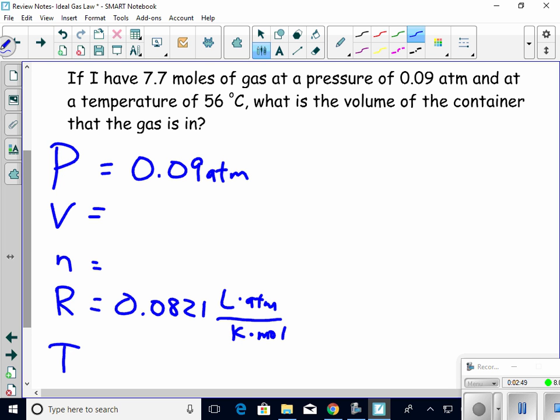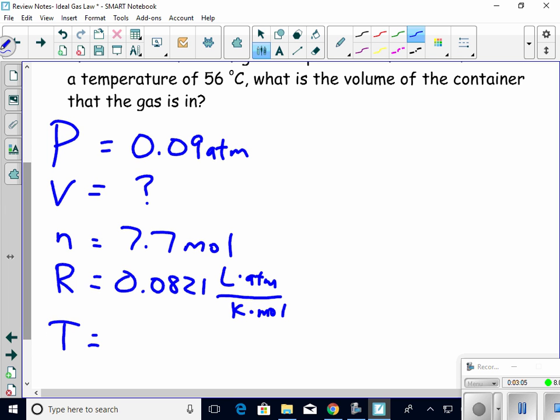Volume, well, volume is what I'm calculating here. That is my unknown. Number of moles, 7.7 moles of a gas. Doesn't matter what gas it is right now. Temperature is 56, but that's 56 degrees Celsius. How do I get something into Kelvin?